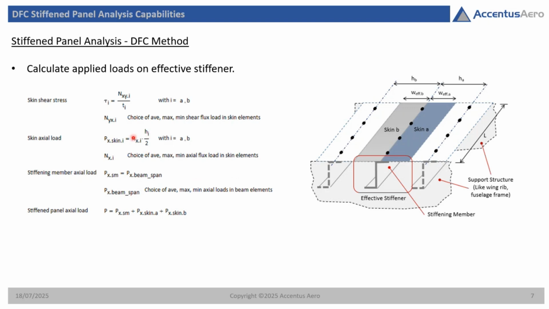In terms of the skins, we export the fluxes, and then we use the load flux in X multiplied by half the width to get the applied load in the skins. And then for the shear stresses, we use the shear flux in the skin divided by the thickness to get the applied shear stress. So this is how we calculate the applied loads for the stiffened panel.